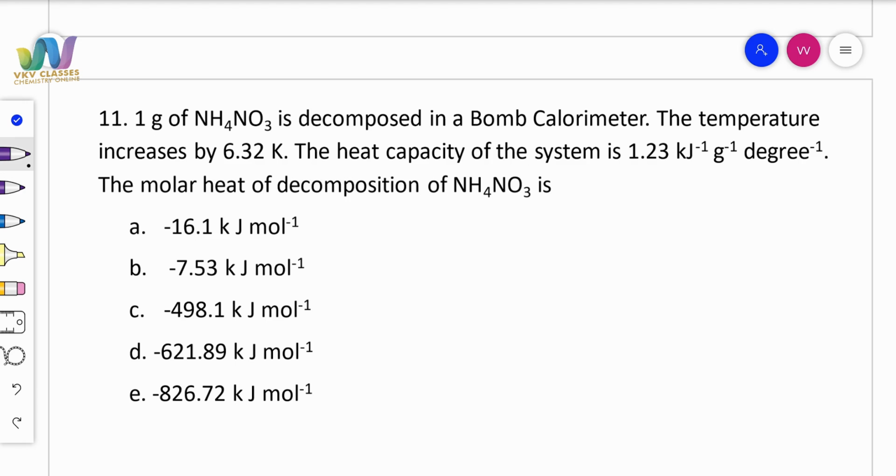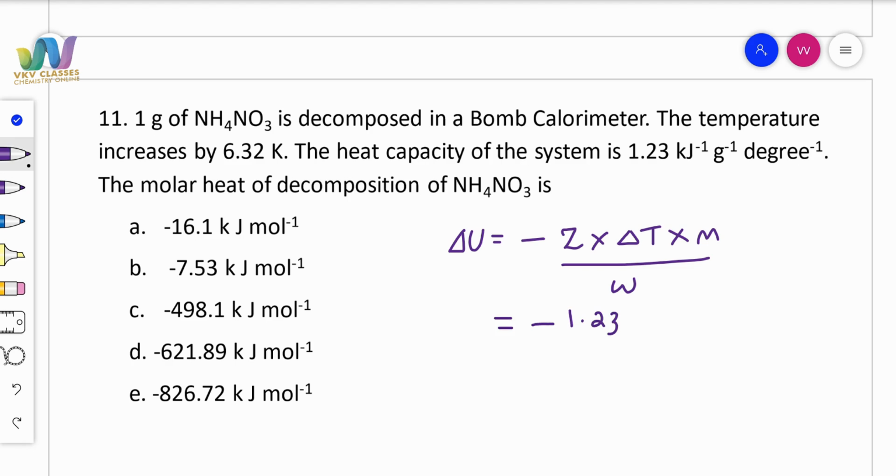This is the experiment to find out the delta U in a bomb calorimeter, and the delta U is given by minus Z into T into M by W. Z is the heat capacity of the calorimeter and content, that is given as 1.23 kilojoules into rise in temperature, given delta T as 6.32. M is the molar mass of ammonium nitrate, it is 80, by W, the weight of ammonium nitrate in grams.